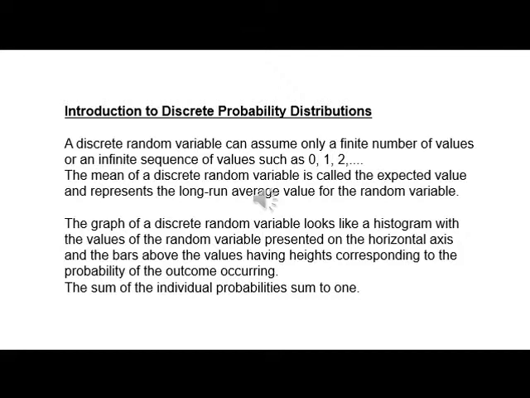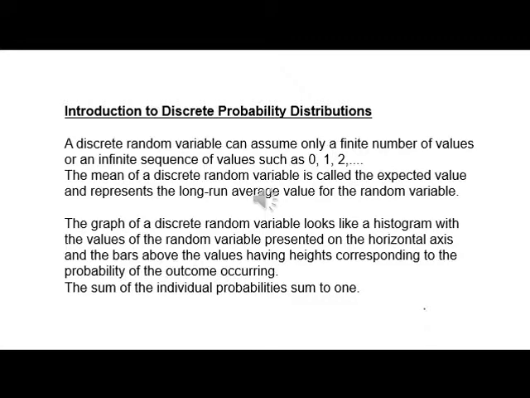Introduction to discrete probability distributions. A discrete random variable can assume only a finite number of values or an infinite sequence of values such as 0, 1, 2. The mean of a discrete random variable is called the expected value and represents the long-run average value for the random variable.